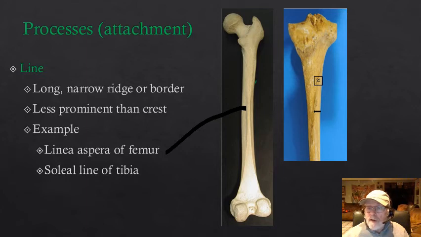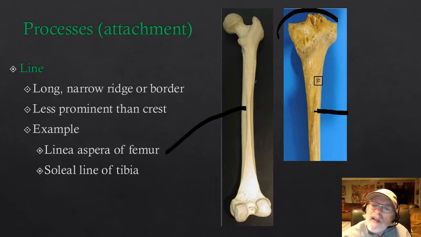A band of tissue attaches there that divides the hamstrings on the medial side from the hamstrings on the lateral side. On the back of the tibia there's also a little line, right where that little arrow comes to. That's called the soleal line. It's a line of attachment where the soleus muscle, one of the calf muscles, attaches. So a line is a very long, narrow ridge on a bone, usually at an area where something attaches to it, such as fascia or muscle.